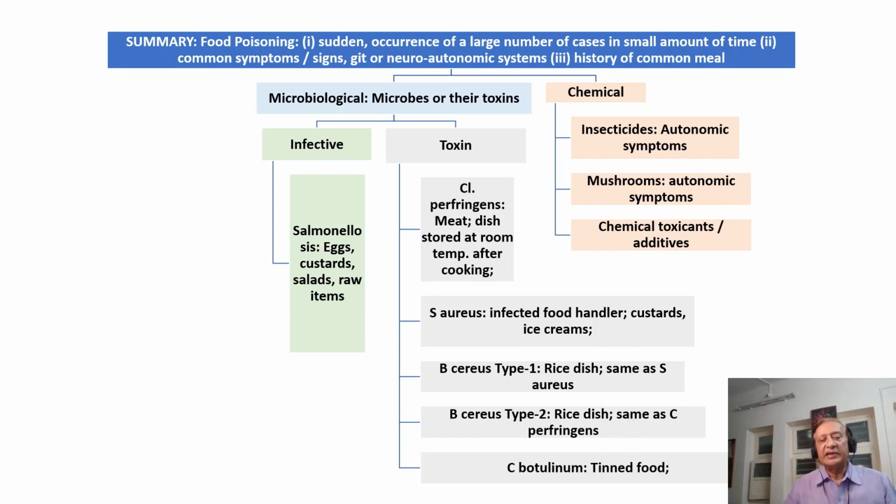And lastly, we have Clostridium botulinum, which is a toxin, a neurotoxin, and which is generally produced in tinned foods by the spores of Clostridia.